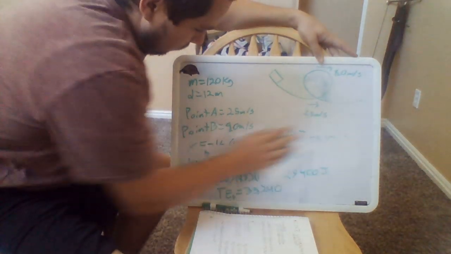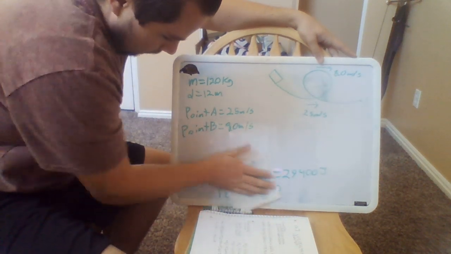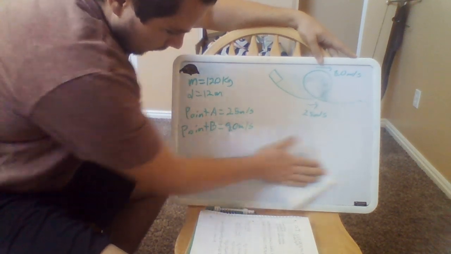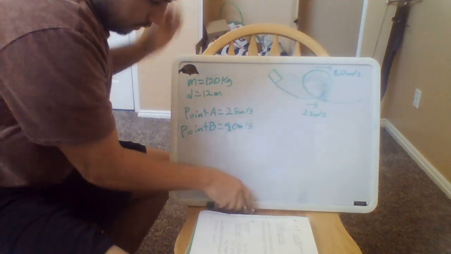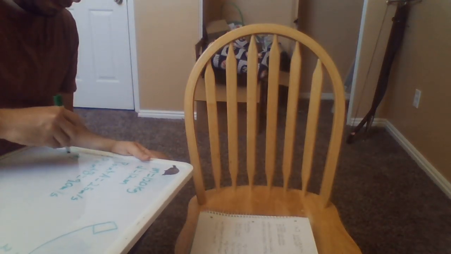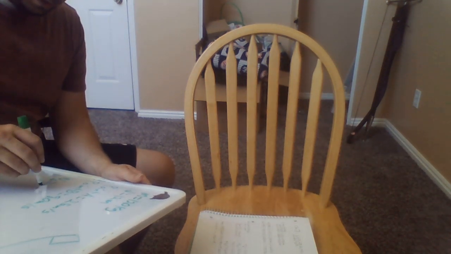Let me just make some space here for these. And finding the work done by friction is pretty simple. The work done by friction is the negative of the bottom energy plus the total energy of the top.